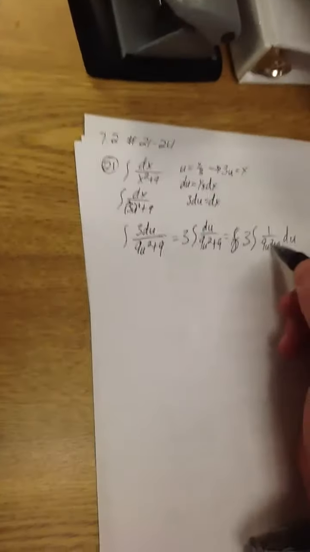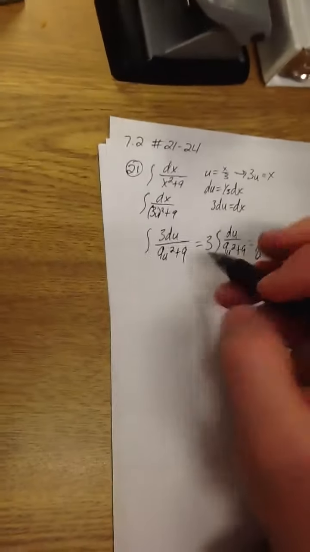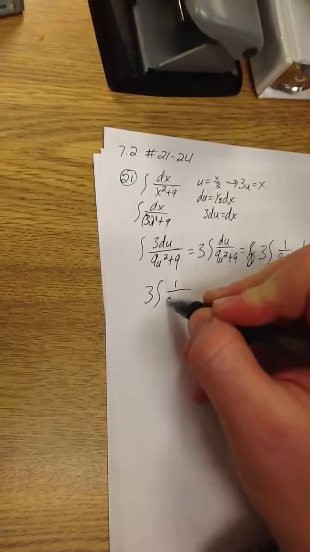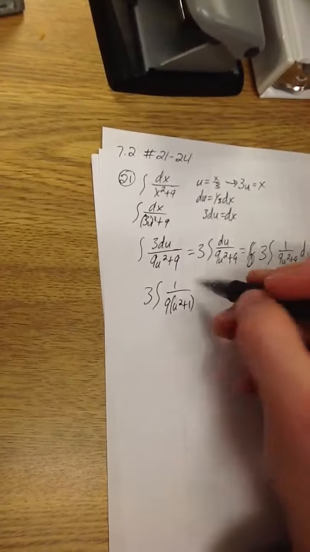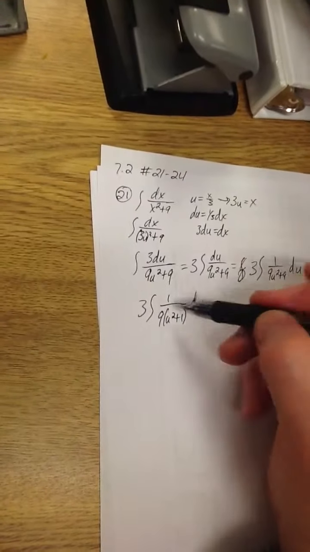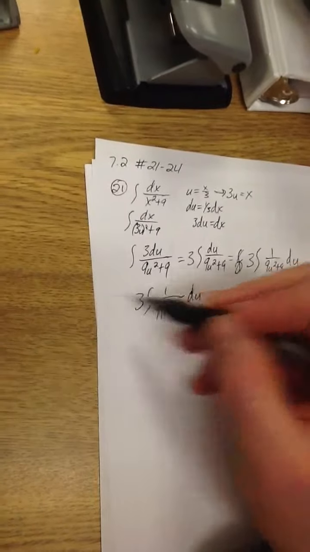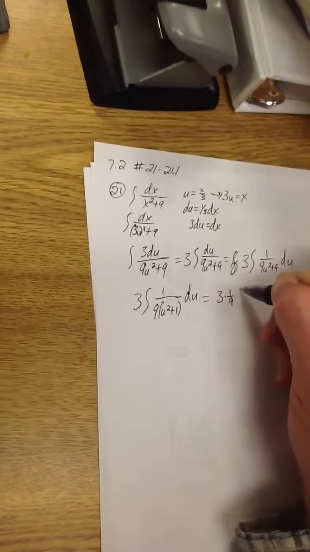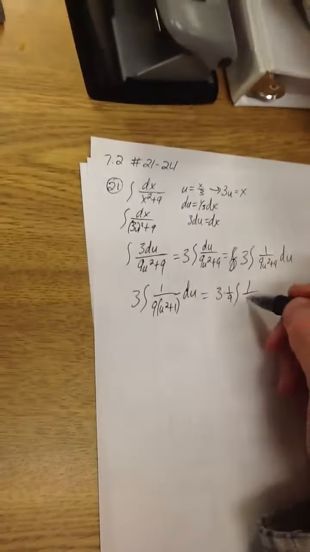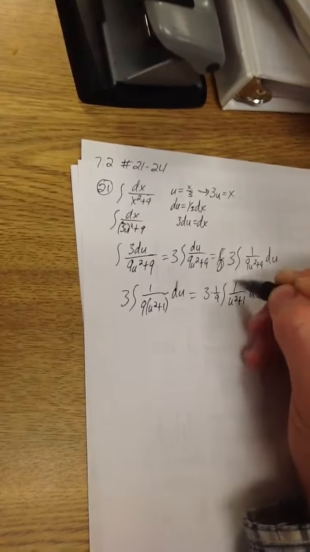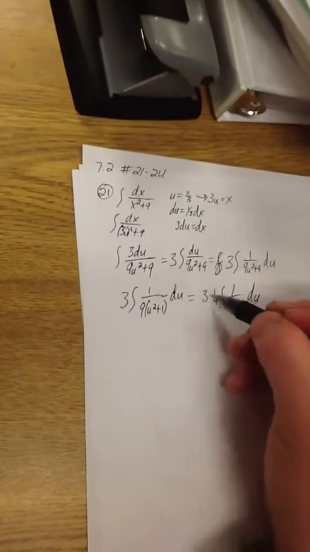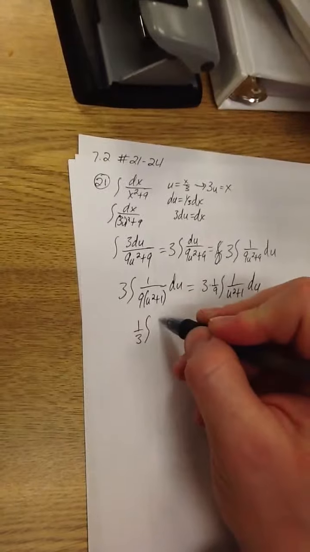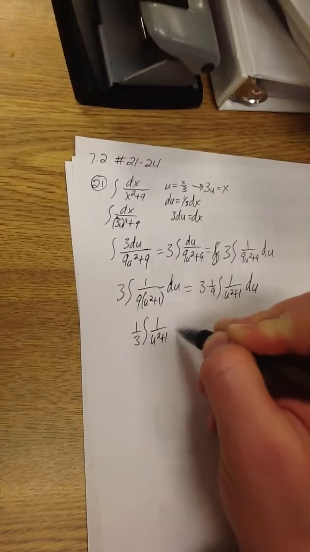But if you can't think of it, if I factor a 9 out of that, I will have 3 times the integral of 1 over 9 times u squared plus 1 du. And now let's go ahead and pull a 1/9 out. So if I pull that outside, I'll have out front 3 times 1/9, and inside the integral 1 over u squared plus 1. That should look familiar. So on the outside, 3 times 1/9 is just 1/3, times the integral of 1 over u squared plus 1 du.